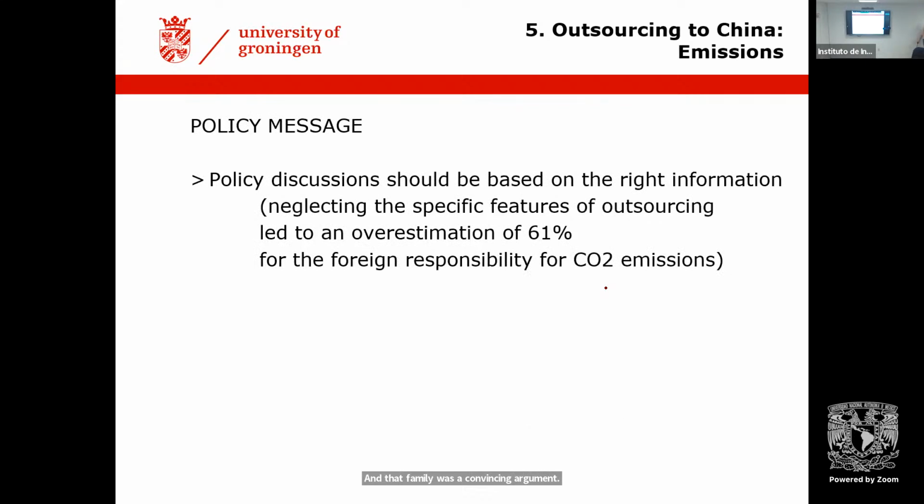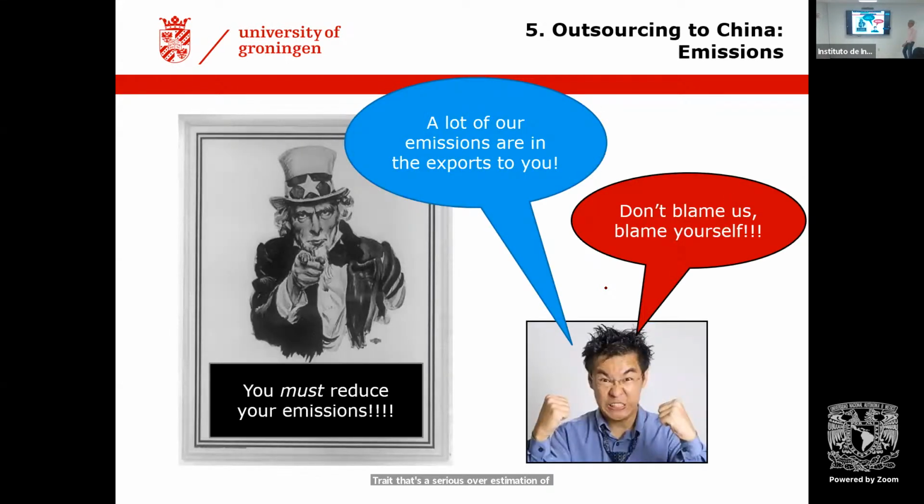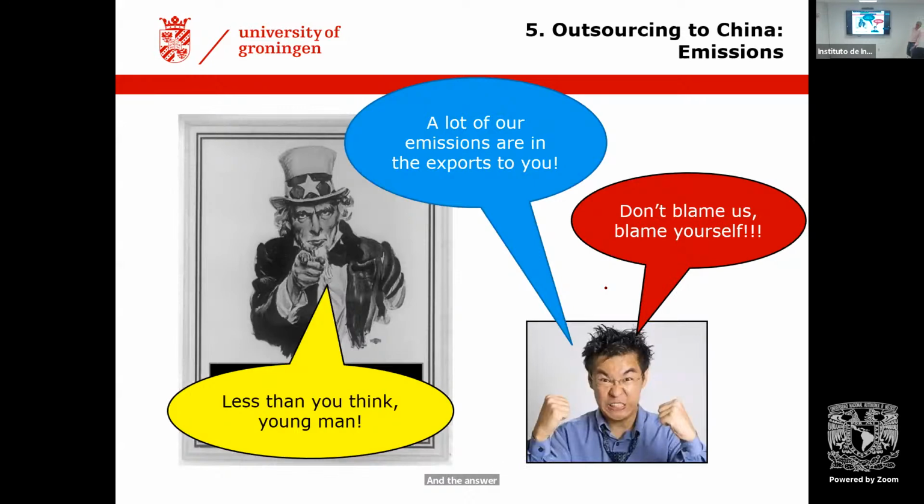So the central policy message is that policy discussions should be based on the right information. Neglecting specific features of this processing trade led to a serious overestimation of 61%. So this is the starting point, and the answer is less than you think. And we thought that the Chinese government would keep with this message, but apparently they didn't care so much. At least my co-authors are still alive.